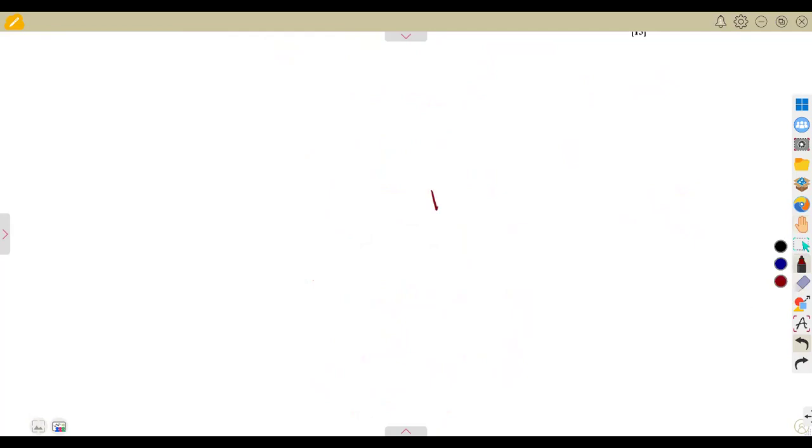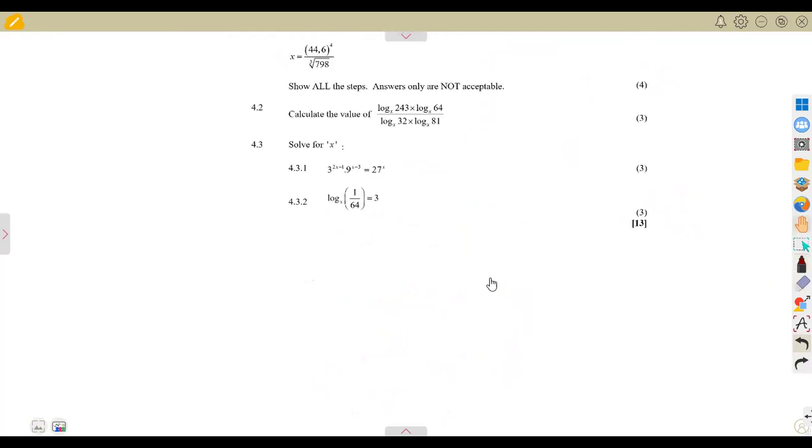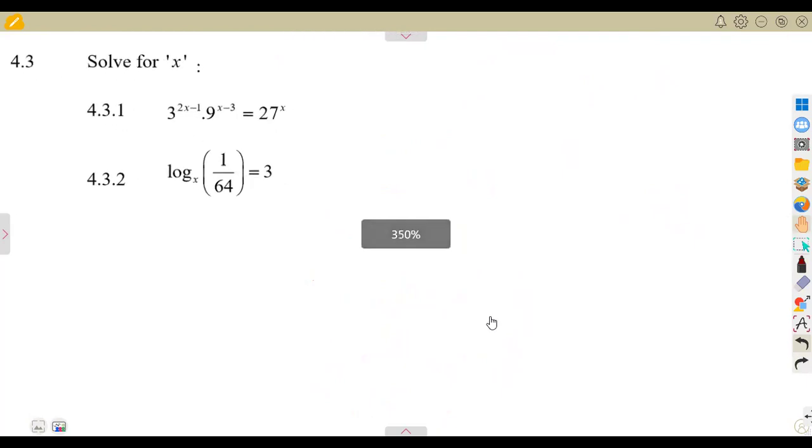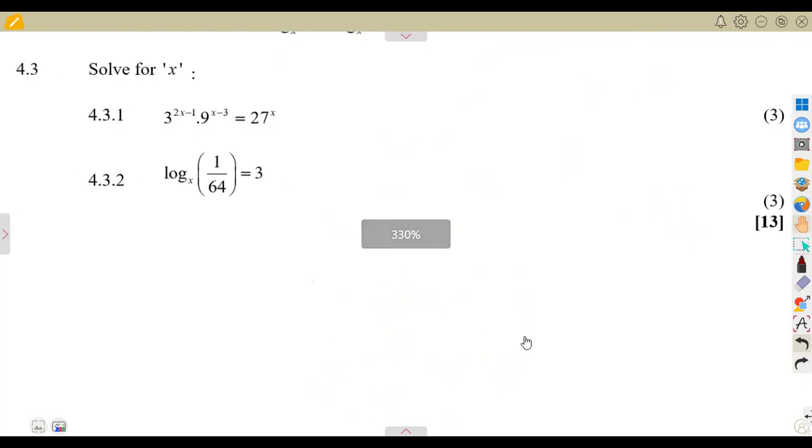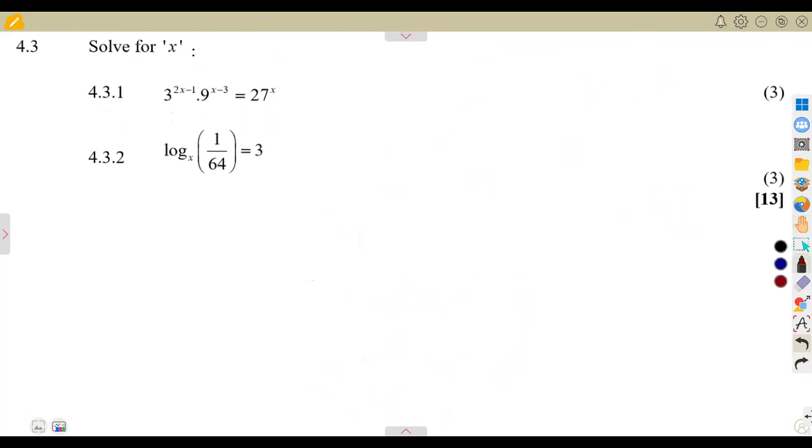All right, let us consider another part of our question, which is on the exponents and logs. Solve for x on 4.31.